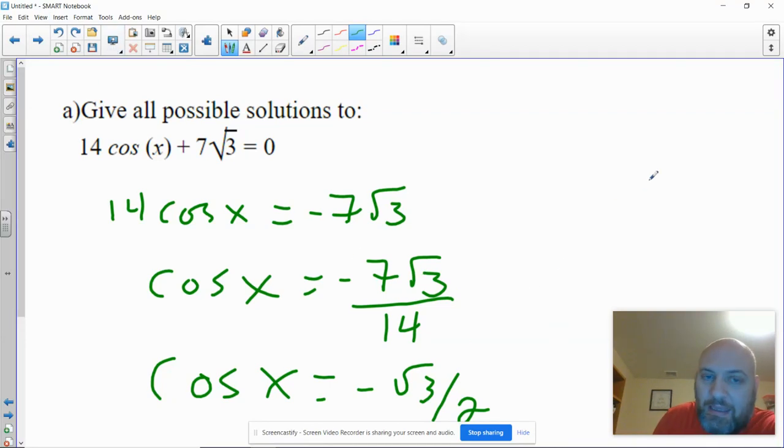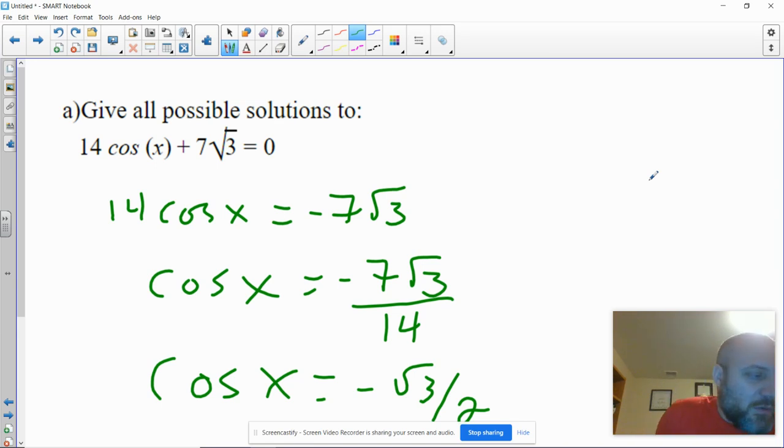So looking at the solving competency, this is the one that you needed to recover. So I'm doing a separate video for this one. I've already done up the steps for the algebra. The first thing we did was subtract 7 radical 3 from both sides, and then we divided both sides by 14, and then we simplified to get negative radical 3 over 2.